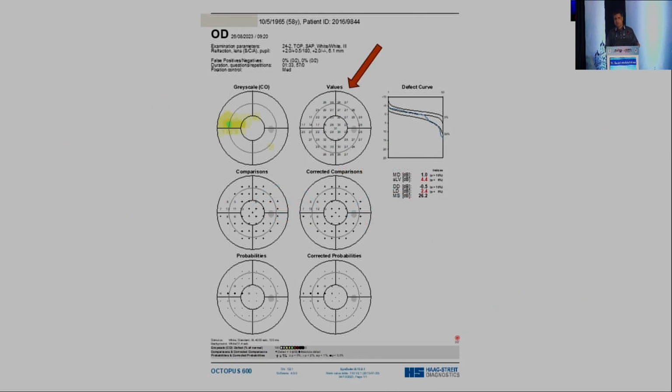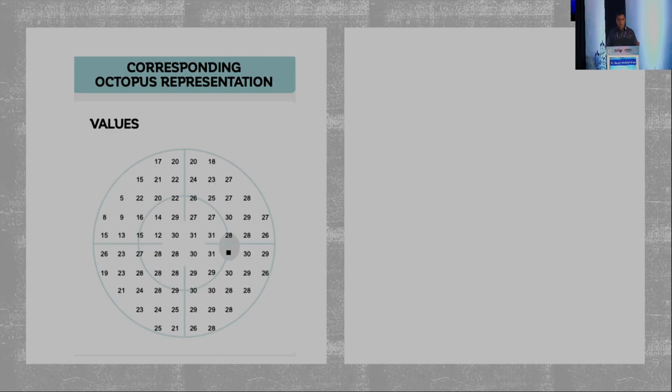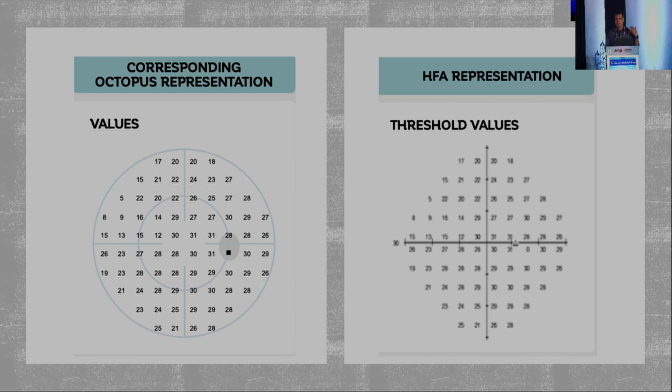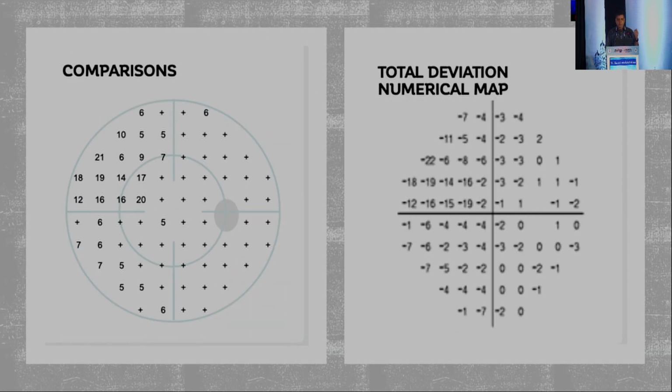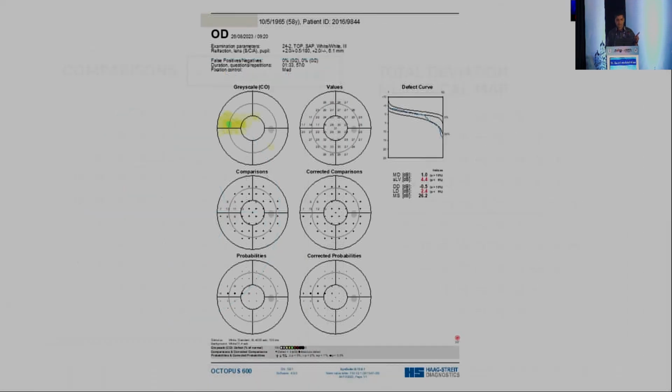Now we look at the representations. Most of these representations are simply differences in terminology. There are only minor differences. The values representation is the same as the threshold values on the Humphrey. There is no difference at all here. Comparisons is the same as the total deviation numerical map. But one difference in representation, you will see a lot of plus signs here. Those plus signs are points where there is a sensitivity loss of less than 5 decibels. They're not very important. I feel this is a better representation because immediately looking at the comparisons, you know the pattern and the shape of the defect, because all the numerical values indicate that there is a defect there.